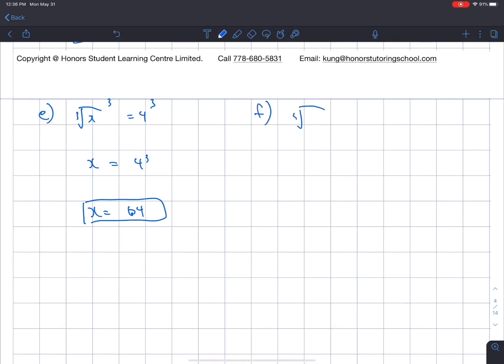F. Cubic root of x squared equals 4. We first raise both sides to the power of 3 to get x squared equals 4 to the power of 3. So x squared equals 64. Now to get rid of that square, we can just square root both sides. And we get x equals 8.